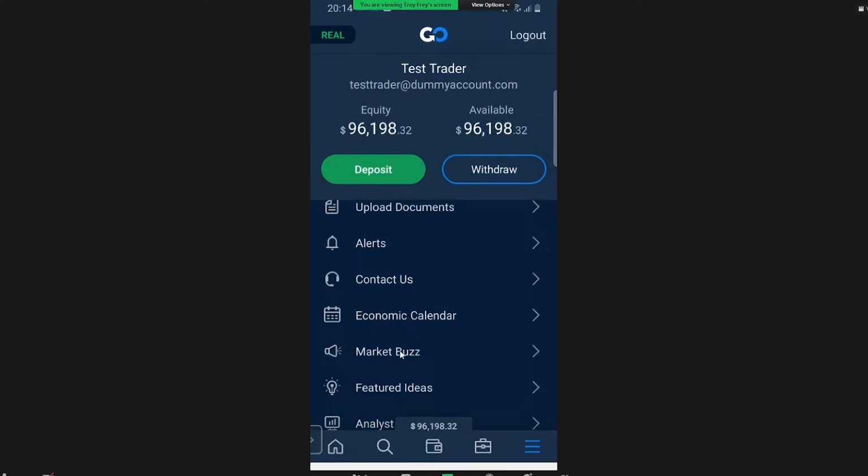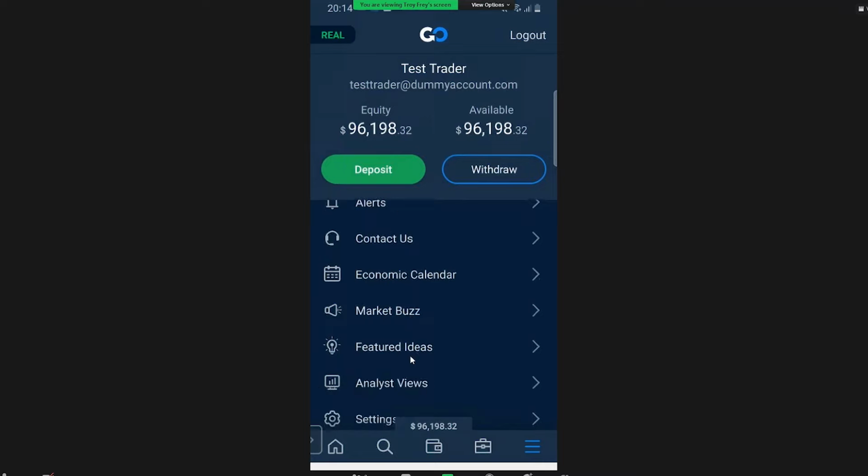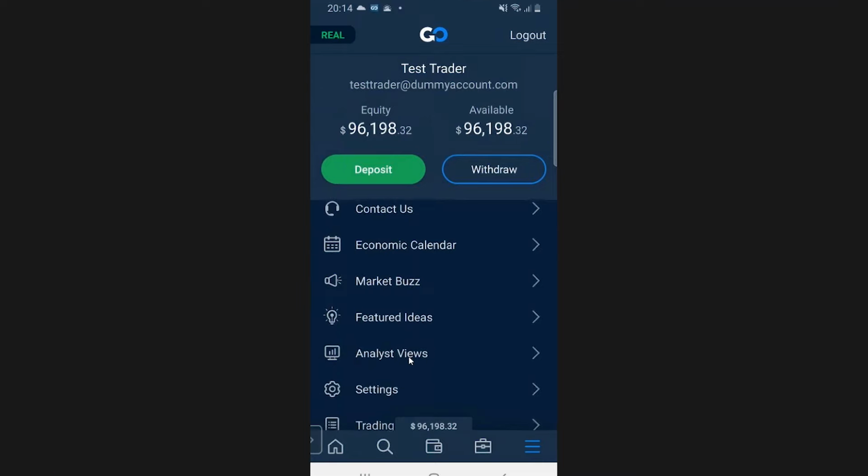On all of the stocks that we offer. So Market Buzz is great for fundamental news on stocks. If you're into trading stocks, it saves you a lot of time to find what the latest news is coming in on different stocks that we offer.